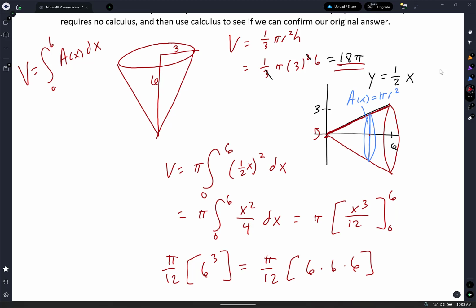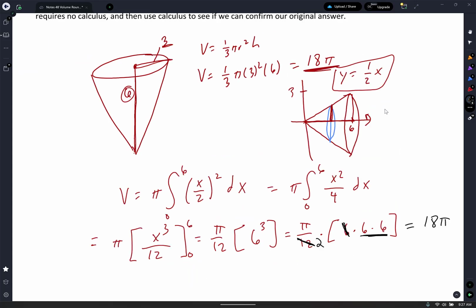Look how simple this is. You guys are making it hard. How many times does 6 go into 12? 2. 6 times 6 is 36, and I can divide 36 by 2 real quick. And look, what's the pi? 18 pi, 18 pi.